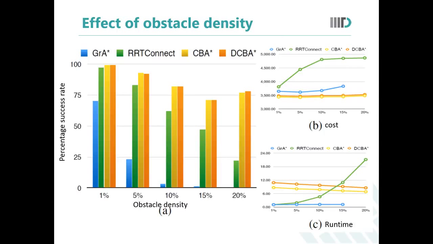So what will happen when we increase the obstacle density? Even as I increase the percentage of obstacles in the space from 1% to 20%, you can see that CBA star and DCBA star perform consistently with a higher success rate. Even the cost is almost on the same level, and their runtime interestingly starts to decrease as we increase the percentage of obstacles. It's because if the space is filled with more obstacles, the amount of space in which you need to find solutions tends to reduce.